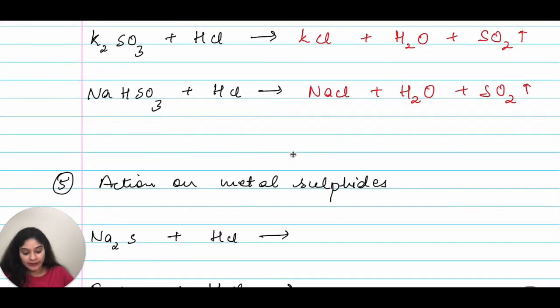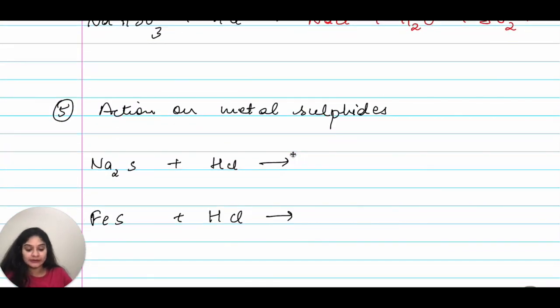Moving ahead to the fifth one, action on metal sulfides. In this case, if you see, you do not have any oxygen, so you're not gonna get any water in this. What will you get? You'll get metal chloride again. Along with metal chloride, you'll get H2S gas with that, because that is what we would be left with. So NaCl plus H2S gas.